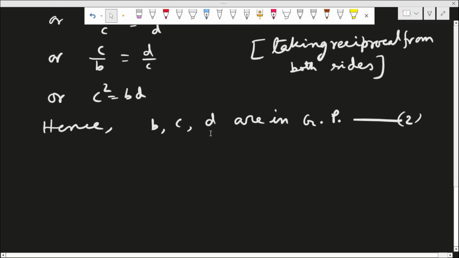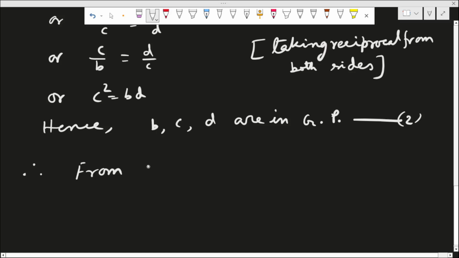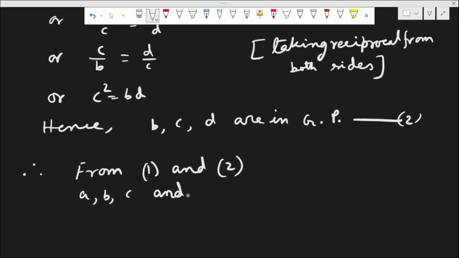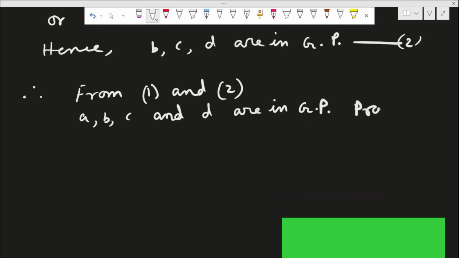B, C in both cases common. They are from 1 and 2, A, B, C, D in GP. Proved.